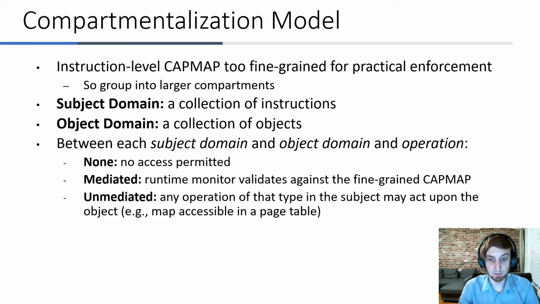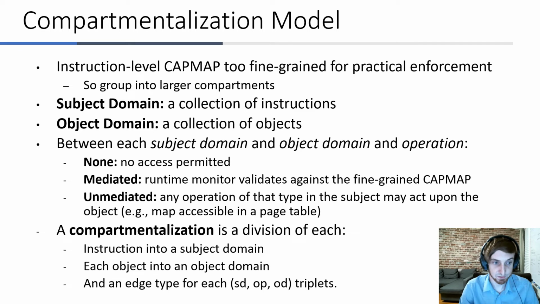One is none, meaning no access is permitted between the subject and the object domains for that operation. Another is mediated, which means the runtime monitor would validate the access against the fine-grained cat map. And then lastly, there's unmediated, which represents a relaxation of privilege, and it means any operation of that type that the subject may perform may act upon the object. And so these are the three mediation types. And then lastly, we define a compartmentalization as a division of each instruction into a subject domain, each object into an object domain, and an assignment of an edge type of none, mediated, or unmediated for each of those triples.